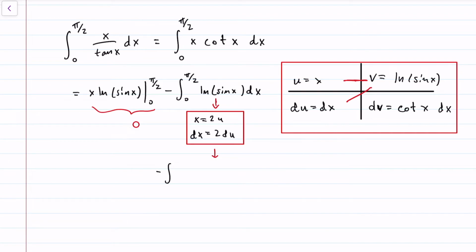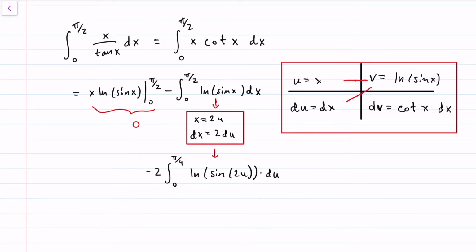Well, when x is 0, u is 0, 2 times 0 is 0. When x is pi over 2, u would have to be pi over 4, because 2 times that would be pi over 2. Okay, that's one thing. And then we get ln of sine of 2u, and then dx is, of course, equal to 2 du. So I'll pull the 2 out, actually. So this is negative 2 times that.